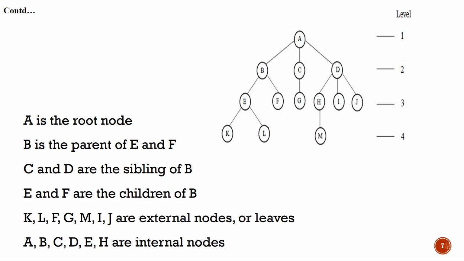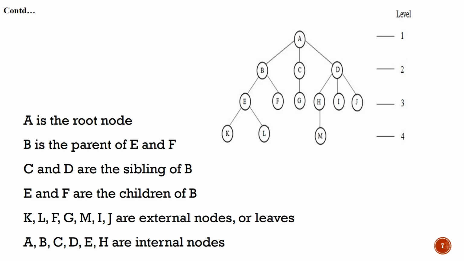If you take up the first subtree, B is the parent of E and F. E and F are the children of B. In the same way, K and L are the children of E. E is the parent of K and L. Right? So this is regarding your parent-child relationship.